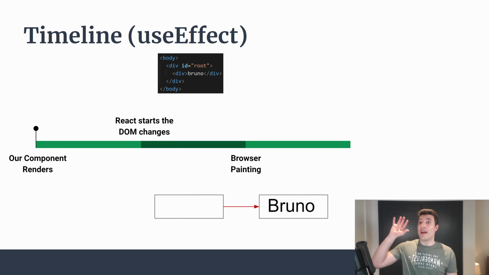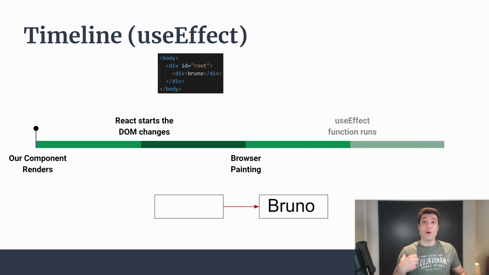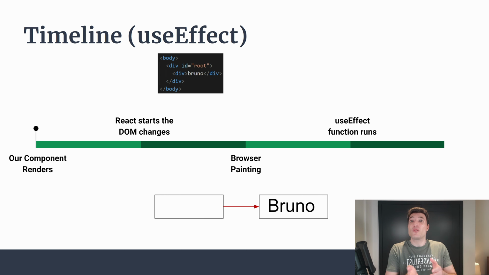Now, yes, now React knows that the browser painted. So I go into my effect and I will run this function that was passed to my effect. So our function will run and it will say to the console, Bruno, into the console. Right? So this was the timeline for the useEffect.